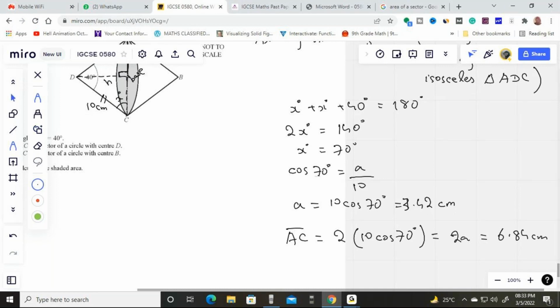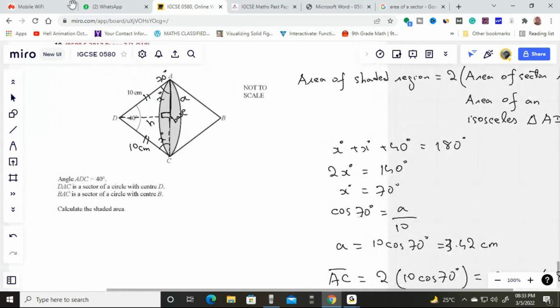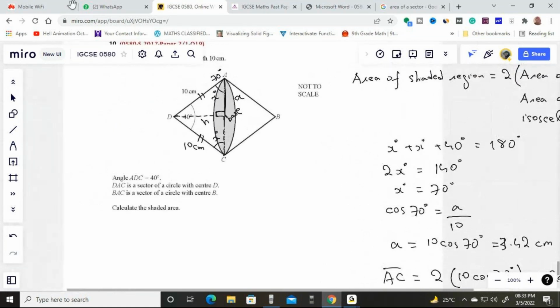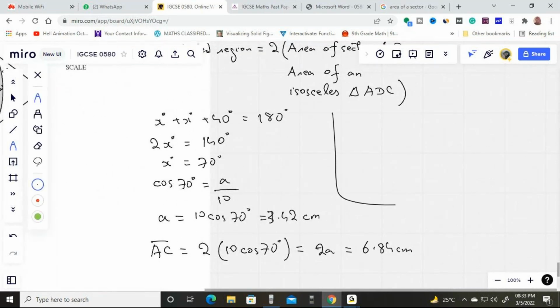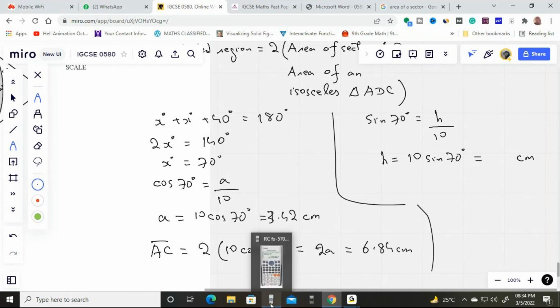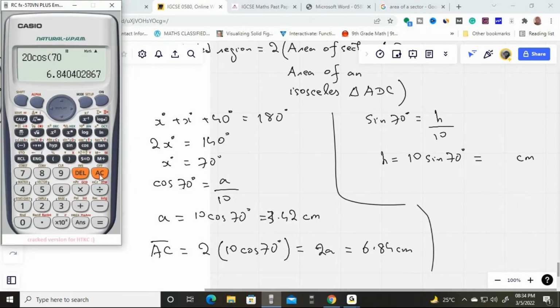This is the baseline. And now I need to find the value of my h, so I can use my sine formula. So sine 70 is equal to h upon 10. So h is equal to 10 sine 70 degrees. Get me the value, please. Isn't it the same as before? It will be 6.84. I mean 3.42. It's 9.34 or 9.4. I can take it.